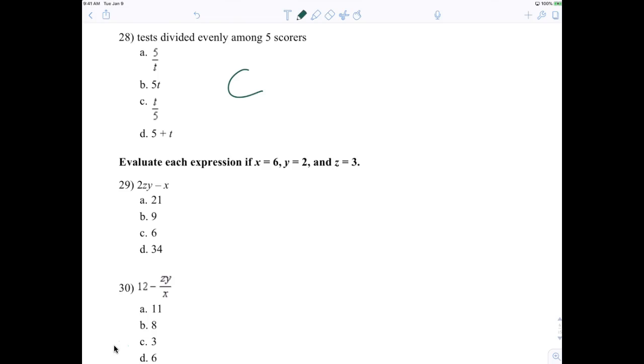I got A. Now, again, the question here, for those of you who weren't sure whether it's A or C, is which one is being divided? Is 5 being divided or the test being divided? See what I'm saying? So what are we dividing? The test, right? So that's why it's C.